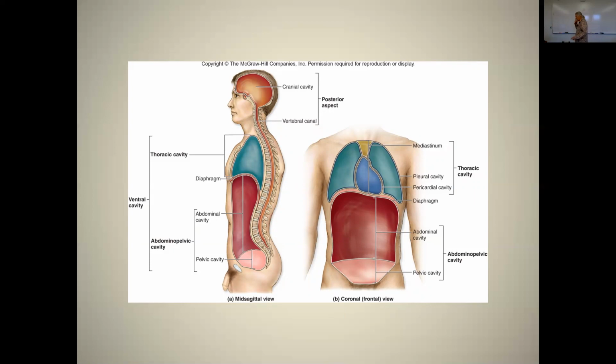Okay. It's shown in pink and the abdominal cavity in red, but there's no real delineation between them. There is a delineation between the thoracic cavity and the abdominopelvic cavity, and that's the diaphragm. So there's a muscular boundary between those two cavities. All right.